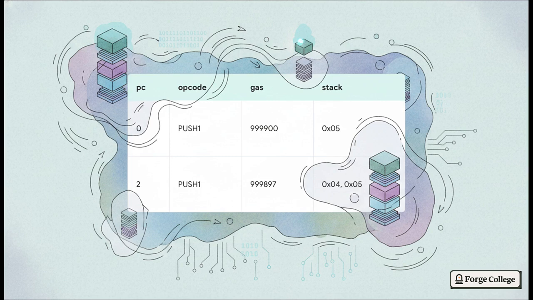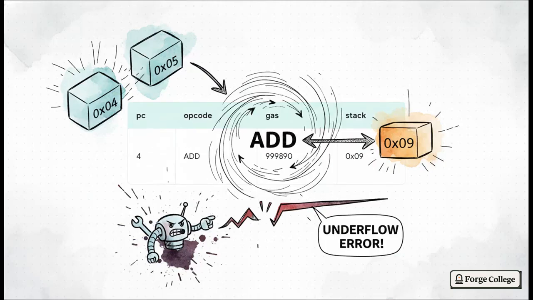That is absolutely crucial for understanding what happens next. Because at PC4, we run into the add opcode. Remember those two values just sitting on the stack? The add opcode gracefully consumes the top two items, the 0x04 and the 0x05, and replaces them with a single result, 0x09. You are literally watching those abstract stack framing rules being enforced in real time.